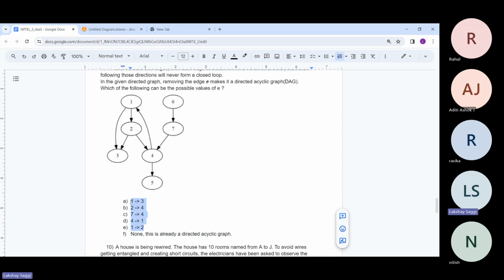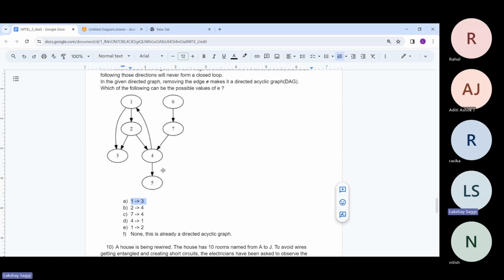But out of these first 5 options, which of the options are correct? Like which of these edges can be removed to result in a directed acyclic graph? So we have to only remove one edge. And what are the possible choices for that edge? I believe this is a straightforward question, so you should also try it.